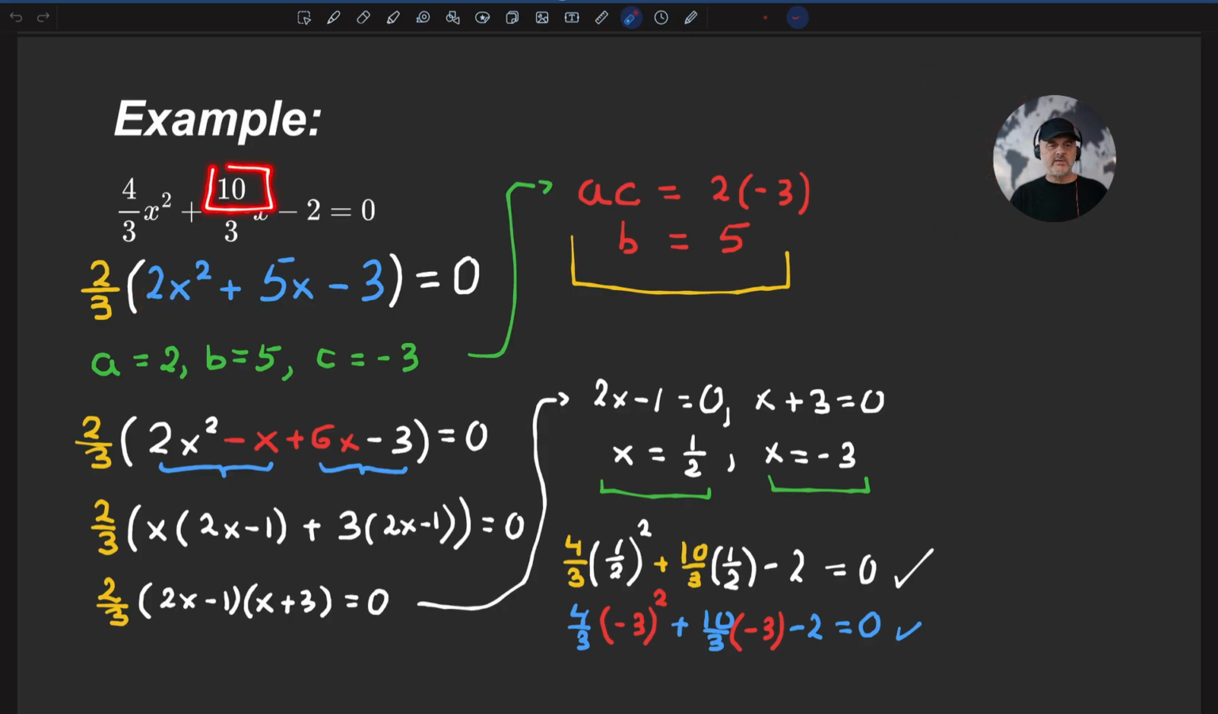10 is 2 times 5. So if 2 goes out, then we have only 5 on top, and the 3 was taken out. So no more fractions here. And the second one is really like a magic kind of a step, because from -2 into -3, how is that even possible? If you choose to multiply 2 times -3, you get -6 divided by 3, you get -2.